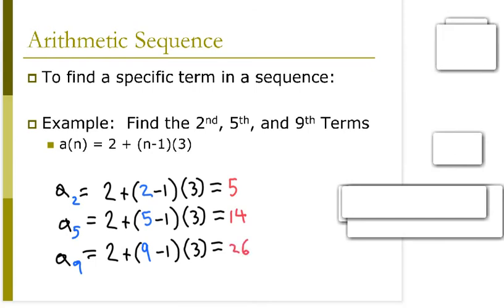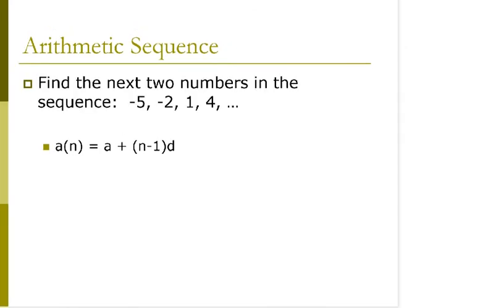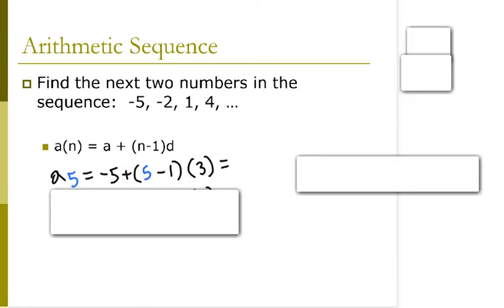So let's apply what we know to find the next two numbers in the following sequence. So we want to find the fifth and the sixth number in this sequence. To find the fifth number in the sequence, we'll know that the first number here is negative 5, and so we put negative 5 in place of the a. The common difference, as clearly seen from here, is going to be 3.